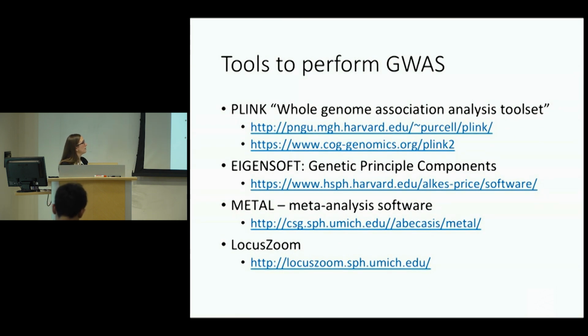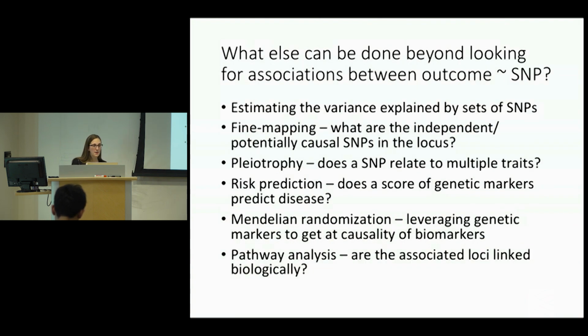Here are some common tools that are used for performing genome-wide association studies. But what I really want to do is spend the last couple minutes talking about what else can be done once you have your associations between your outcome and SNP. There are common statistical analyses that are done once you have your GWAS done. You can estimate the variance explained by a set of SNPs. You can try doing fine mapping, where you try to determine what the independent SNPs are, or what the potentially causal SNPs in the locus are.